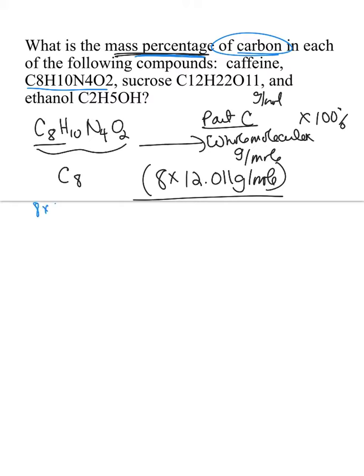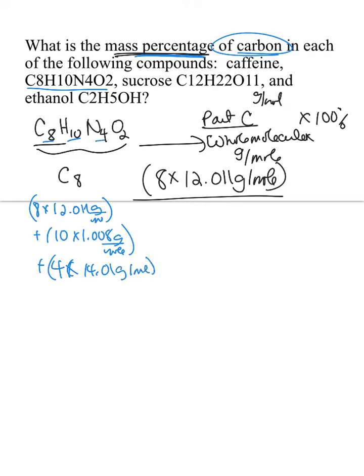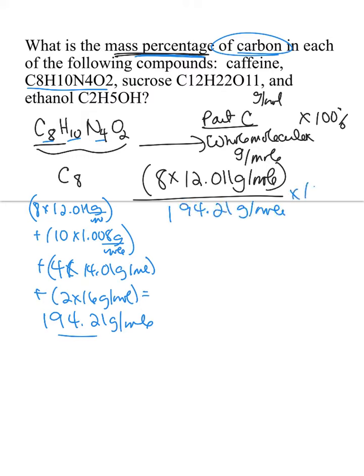So if you take 8 times 12.011 gram per mole, the carbon, plus 10 times 1.008 gram per mole for the hydrogen, plus 4 times 14.01 gram per mole for the nitrogen, plus 2 times 16 grams per mole for the oxygen, and you total that together, you should get 194.21 gram per mole. And you put this on the bottom, 194.21 gram per mole, times that by 100%.